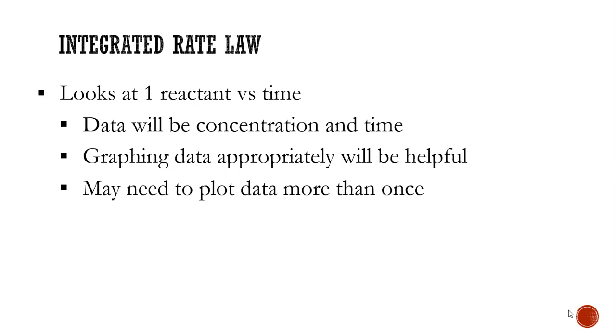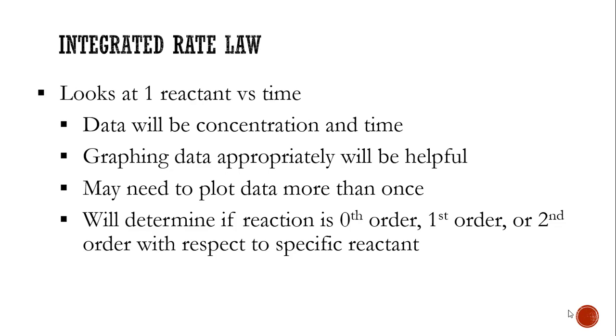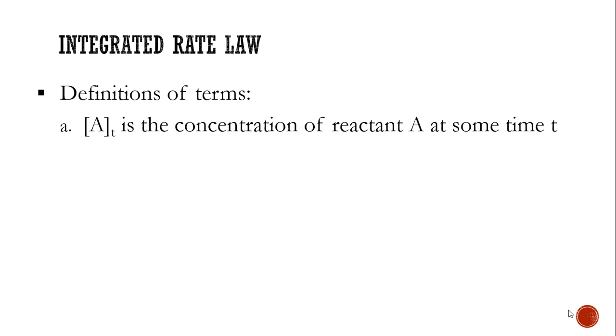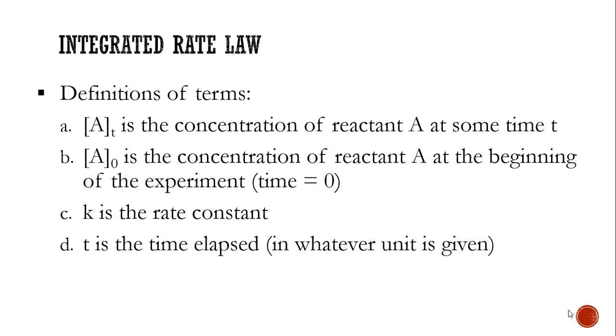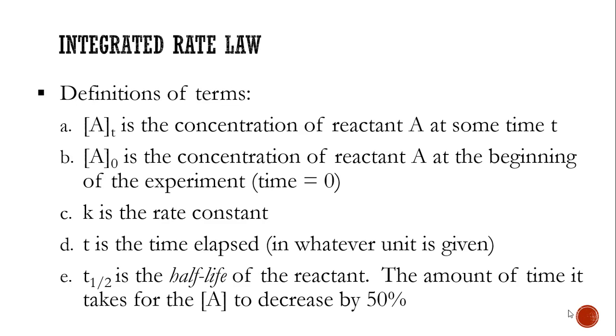Graphing is usually helpful. You may need to mathematically manipulate and plot the data more than once, and you can determine if the reaction is zero, first, or second order with respect to a specific reactant. The definition of terms: A sub T is the concentration of reactant A at some point T. A sub O is the concentration of the reactant at the beginning of the experiment, time equals 0. K is the rate constant, and T is the time elapsed in whatever unit is given. The half-life of the reactant is the amount of time it takes for the concentration to decrease by 50%.